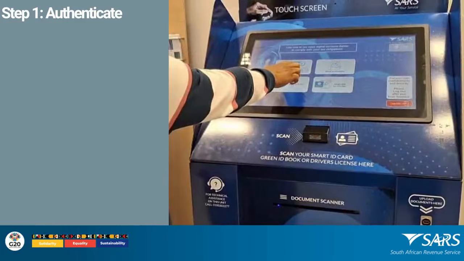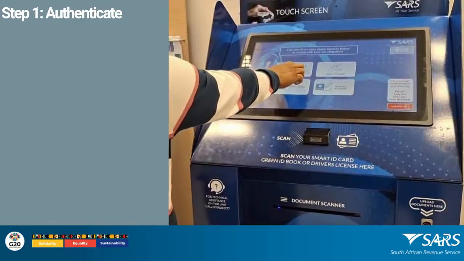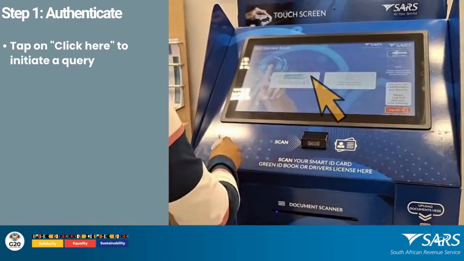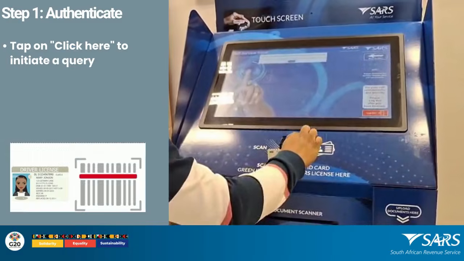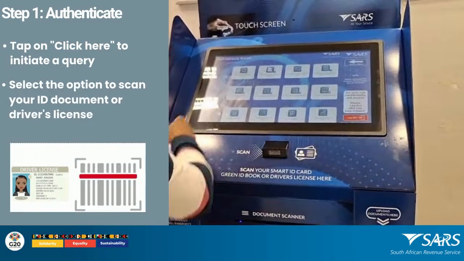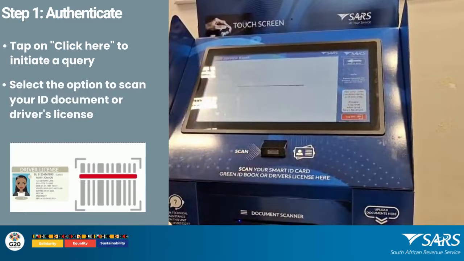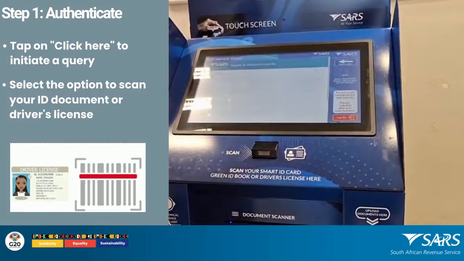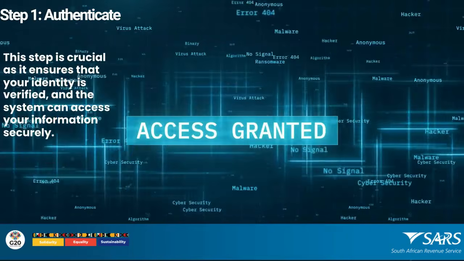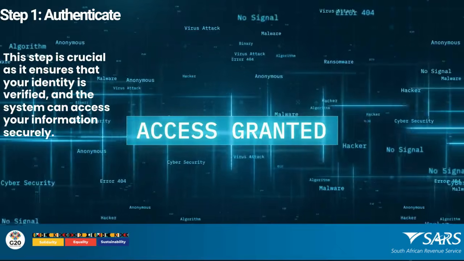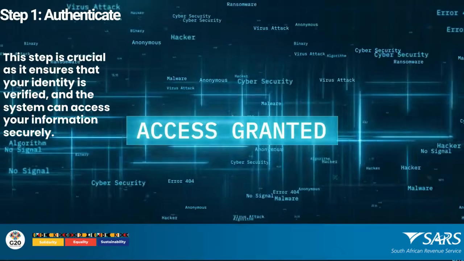The first step is to authenticate yourself on the terminal. Tap "Click here to initiate a query." Select the option to scan your ID document or driver's license. Listen for a beep to continue. This step is crucial as it ensures that your identity is verified and the system can access your information securely.